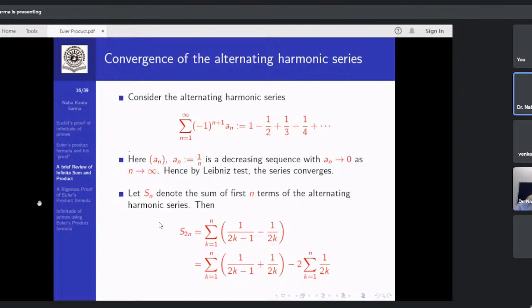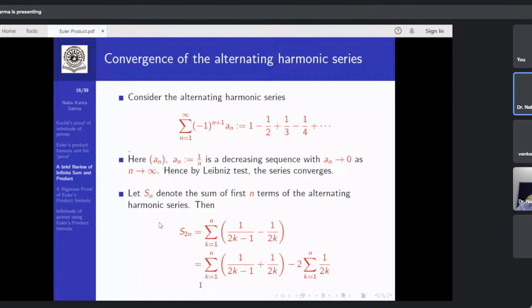If S_n denotes the nth partial sum of the series, then S_2n, we are finding the sum of the first 2n terms. This is a finite sum up to 2n. So we group the terms 2 by 2, since 2n is an even number. Suppose 1 and 1/2 we are grouping, 1/3 and 1/4 we are grouping, and so on. In that case, the sum will be the sum over k from 1 to n, where this is the odd term and this is the even term.